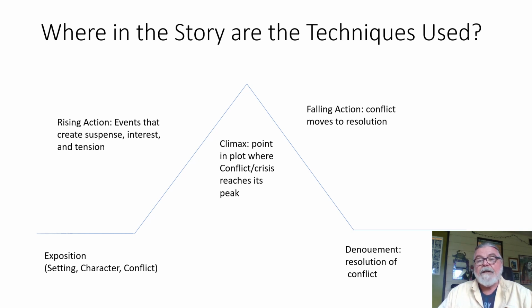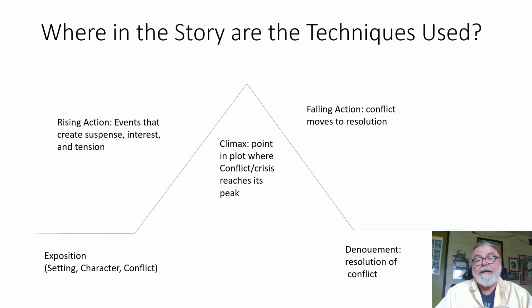We have the exposition. This is where the author introduces the setting, the characters, and the conflict. So we see this in Act 1, Scene 1 of King Lear. Then we have the rising action. These are events that create suspense, interest, and tension. So the rising action goes all the way till he's at Regan's house and the two daughters expel him. Now the climax, that's the point where the crisis is. So it could be argued the climax could be when he divided the kingdom or when he got the result.